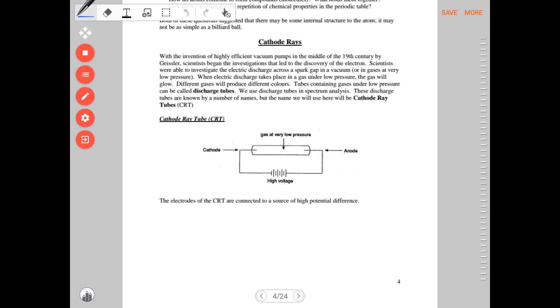So the idea of a cathode ray tube, here's a picture of one. It's almost like a fluorescent light. It's got gas under low pressure, so if you break it, it pops. It makes that sound. Now it's got two wire leads coming out of the sealed unit. One's called a cathode, one's called an anode. We attach those to a high voltage power source, basically. So we have to have a high voltage potential difference. Awesome.